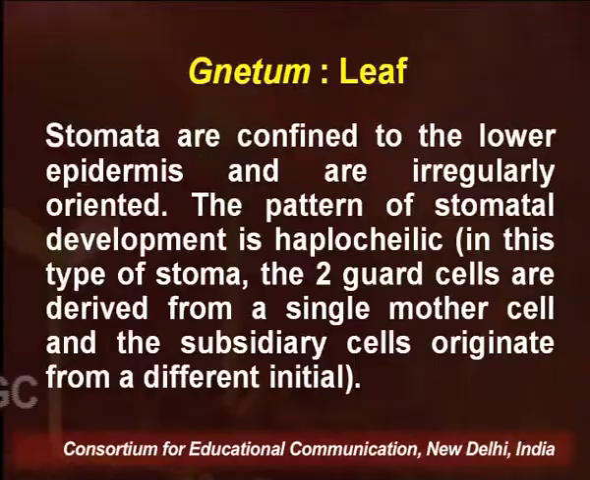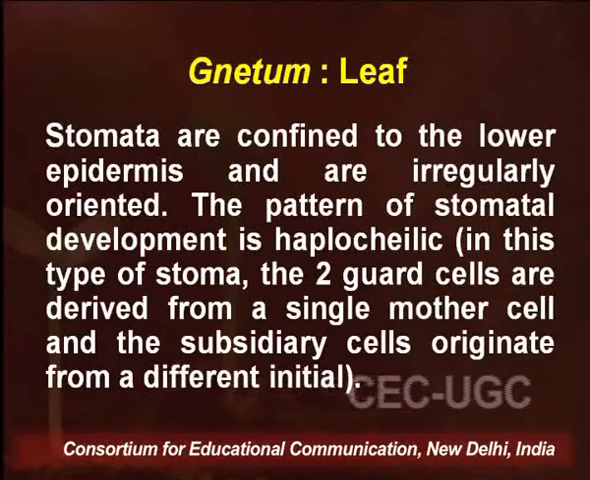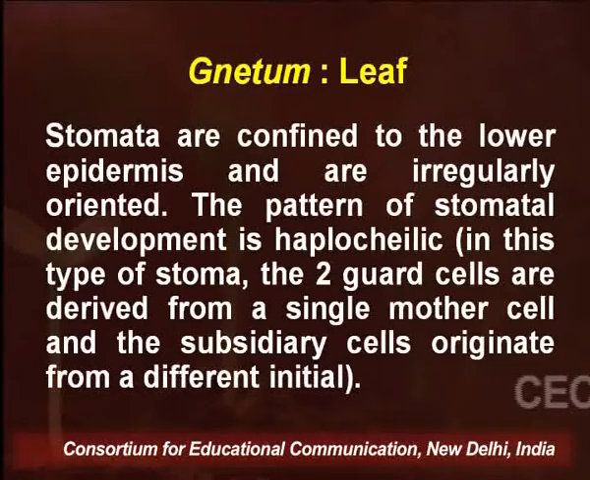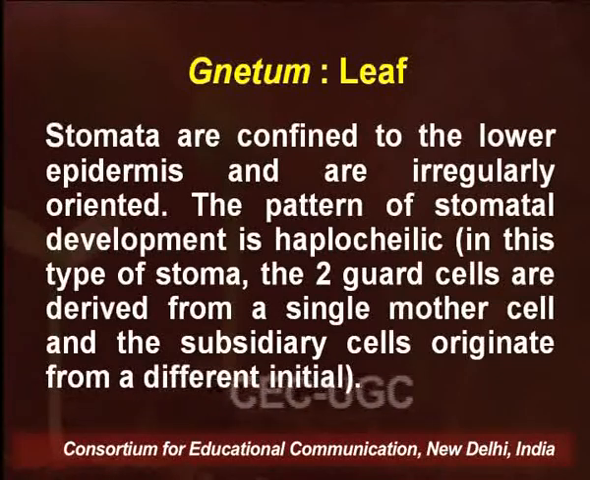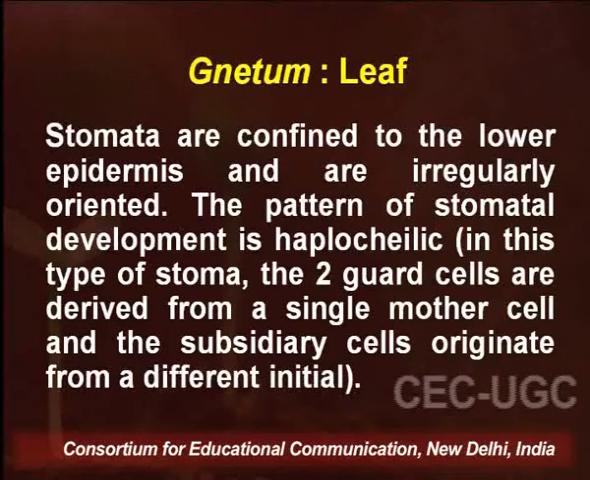The stomata in the leaf are confined to the lower epidermis and are irregularly oriented. The pattern of stomatal development is haplocheilic. In this type, the stoma has two guard cells derived from a single mother cell, and a subsidiary cell originates from a different initial.